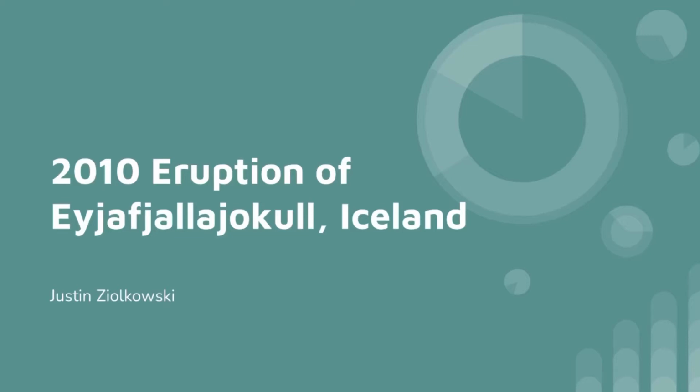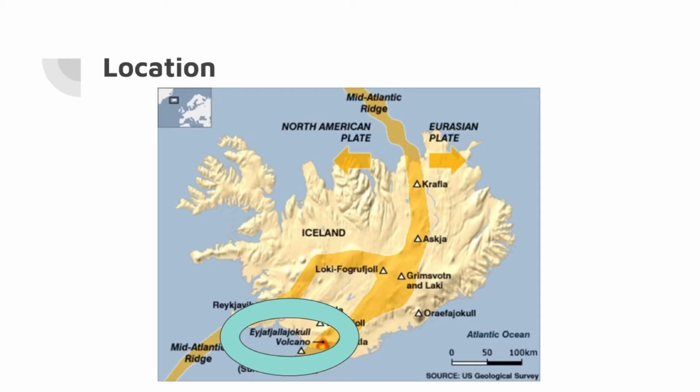I did my project on the 2010 eruption of the Eyjafjallajokull volcano. That is probably the last time I'm going to say that name, but it's in Iceland. And yeah, the volcano is located on the southern side, almost on the southern tip of Iceland. You also notice that the volcano is on top of a divergent boundary that will come into play later in the presentation.